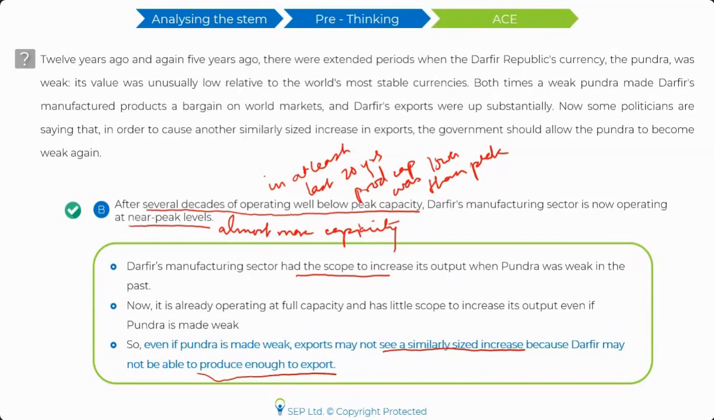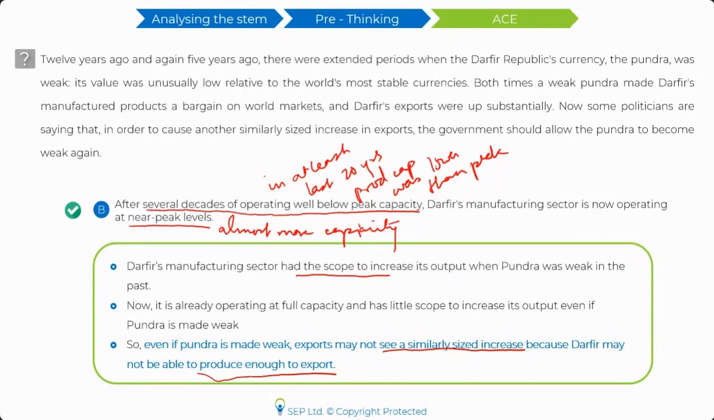So Pooja is asking what basically we are looking at in the answer choices in the plan question. If you are weakening the outcome of the plan, you are looking for an answer choice which will show you that the goal cannot be achieved. Okay, Pooja? You are looking for an answer choice that tells you the goal cannot be achieved. So in this case, the goal is to increase the exports, similar sized exports. You want an increase. And choice B tells you that you cannot increase the exports because you cannot manufacture.